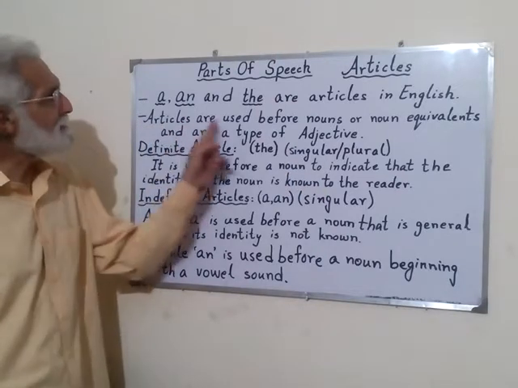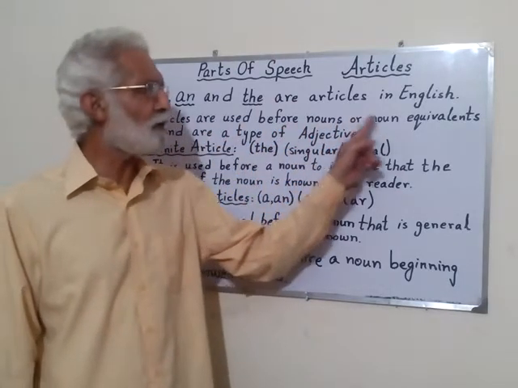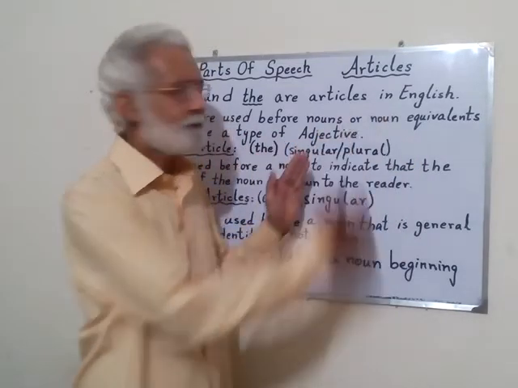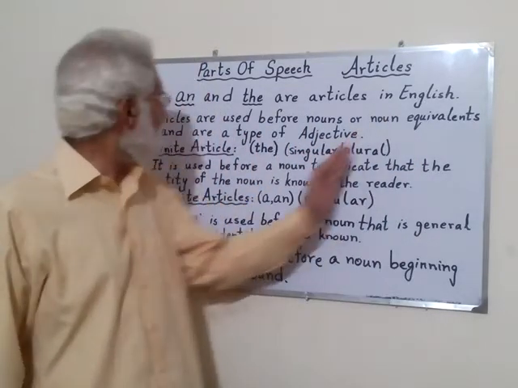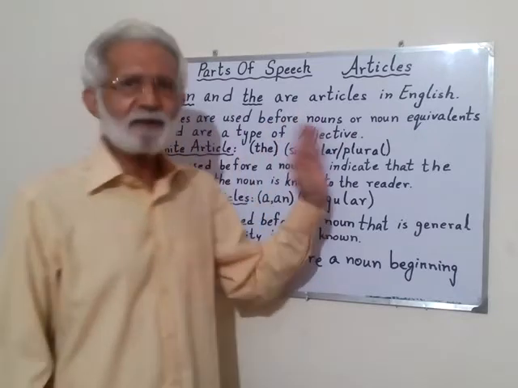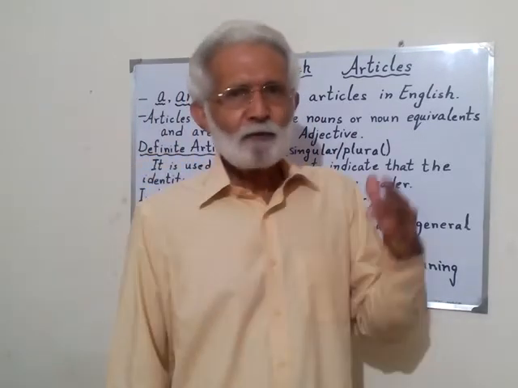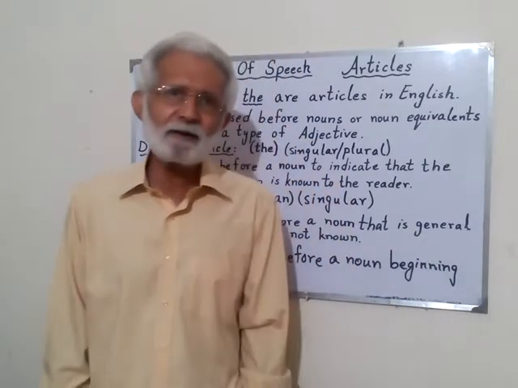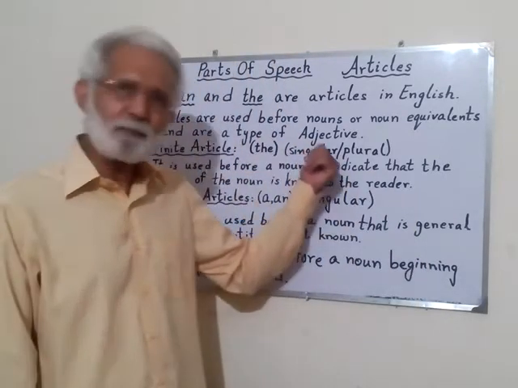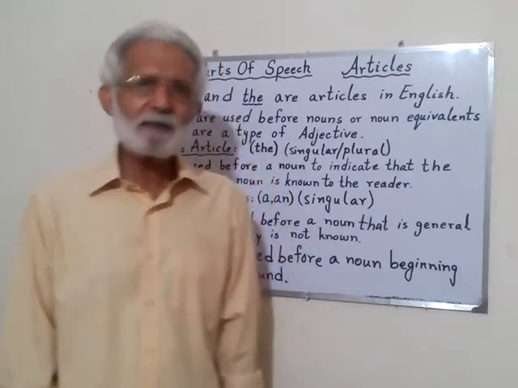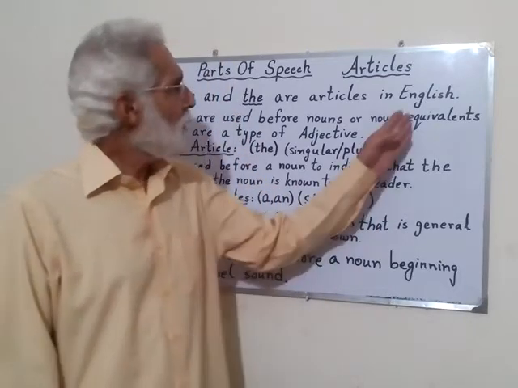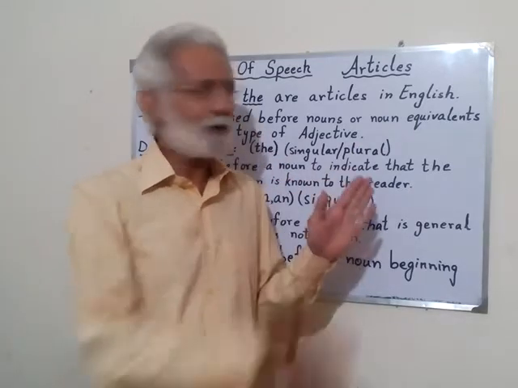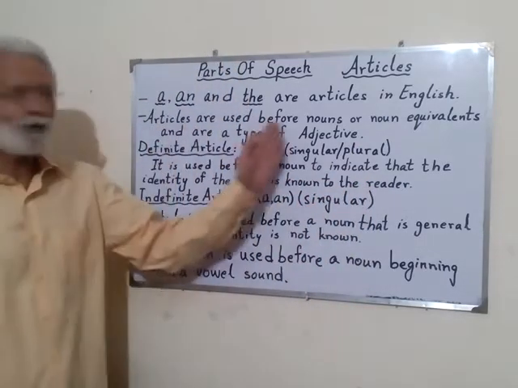Remember, articles are used before nouns or noun equivalents. Noun equivalents are equal to noun. Articles are used before nouns or noun equivalents and are a type of adjective. If somebody asks you why article is a part of speech, then you will say that article is basically a type of adjective. So articles are basically used before a noun or noun equivalent, which is equal to noun. So this is what an article is.